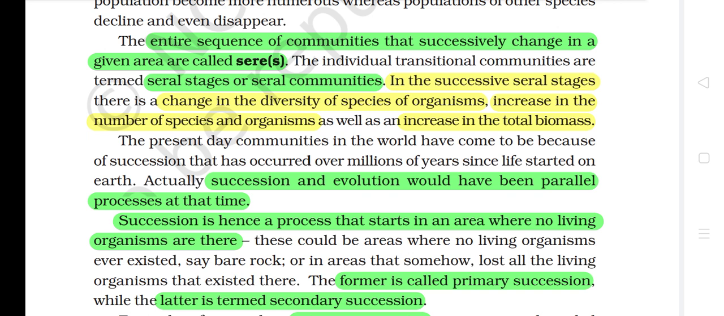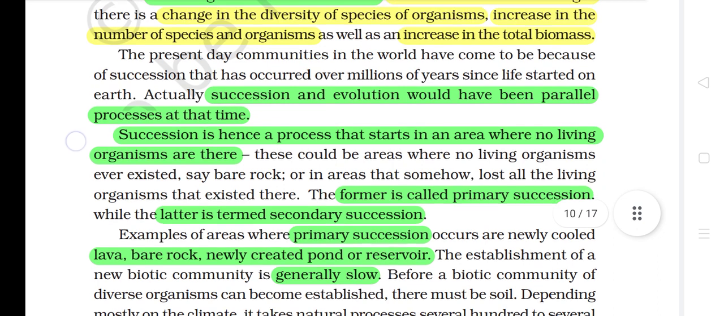In the successive serial stages, there is a change in the diversity of species of organisms, an increase in number of species and organisms, as well as an increase in total biomass. The present communities in the world have come to be because of succession that has occurred over millions of years since life started on Earth. Actually, succession and evolution would have been parallel processes at that time.